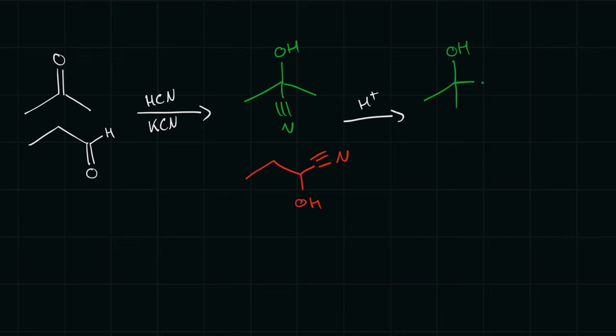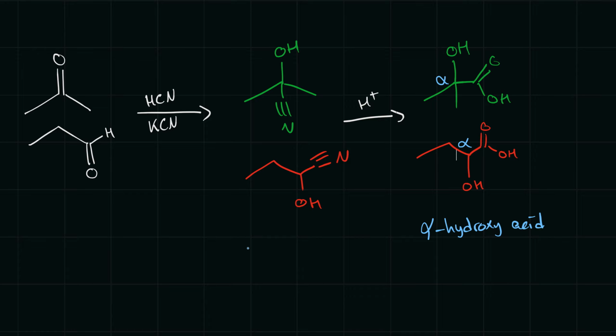And now, instead of a nitrile, this carbon group, instead of being connected to a nitrogen with a triple bond, it's now a carboxylic acid. And the same thing with the aldehyde, our OH group. Now this carbon is made into a carboxylic acid. And so what this is called is an alpha hydroxy acid. The reason it's called that is because the alpha carbon is the carbon right next to this carboxylic acid.